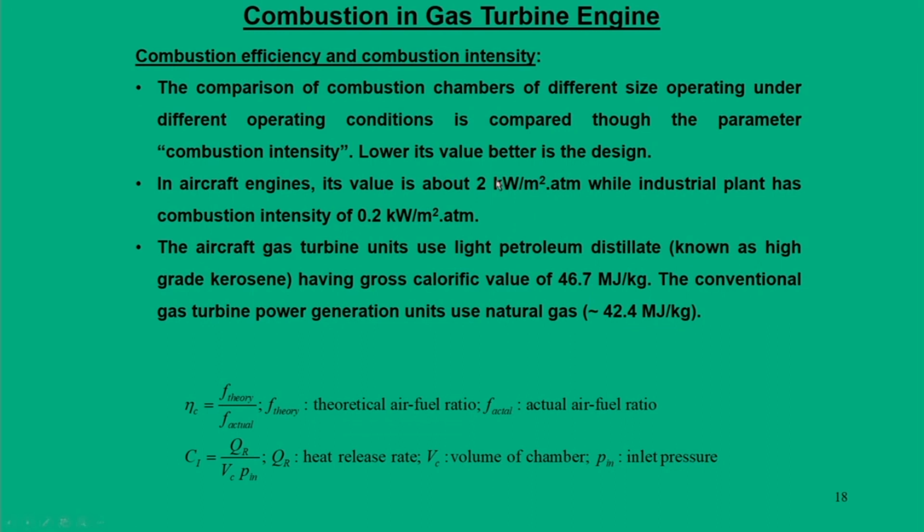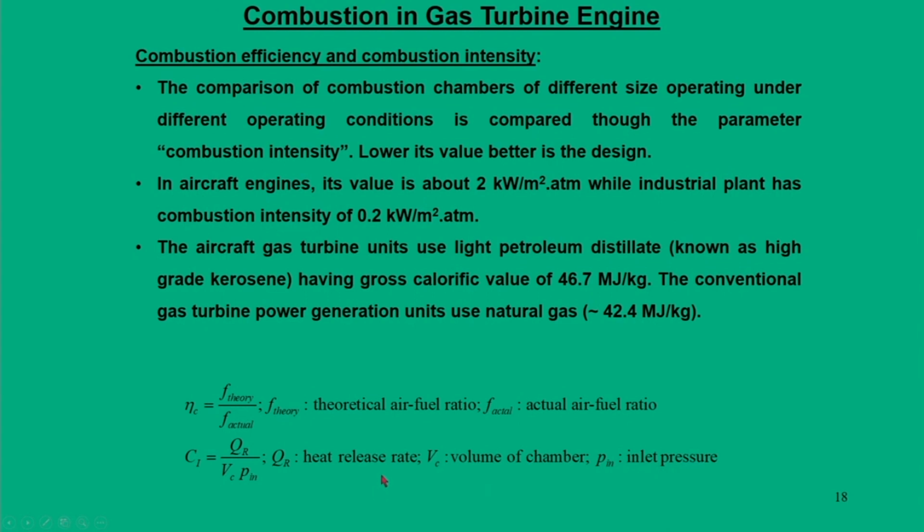The other term that is also important is the combustion intensity. Now, if you want to compare two combustion chambers, then another way of quantification is the combustion intensity, that is Ci is equal to Qr divided by Vc into P in, where Qr is the heat release rate, Vc is the volume of the combustion chamber, and P in is your inlet pressure. So, combustion intensity you can calculate.